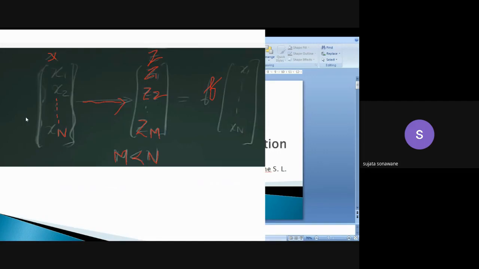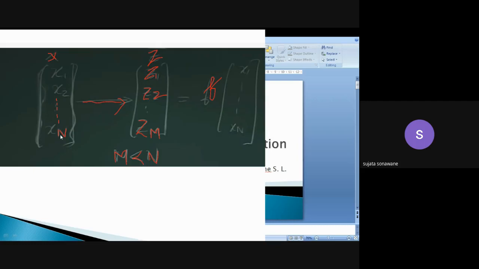Here we have seen that we have an n-dimensional feature space, and we have to transform this n-dimensional feature space into the m-dimensional feature space. But when we reduce it or transform it to the m-dimensional feature space, it should be less than n.